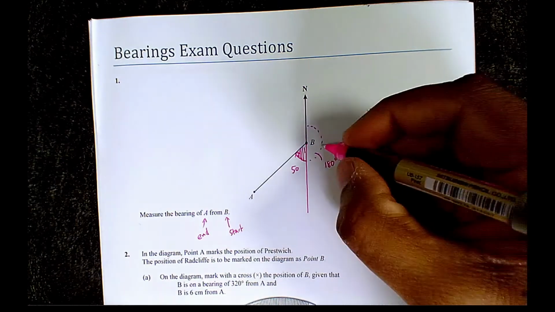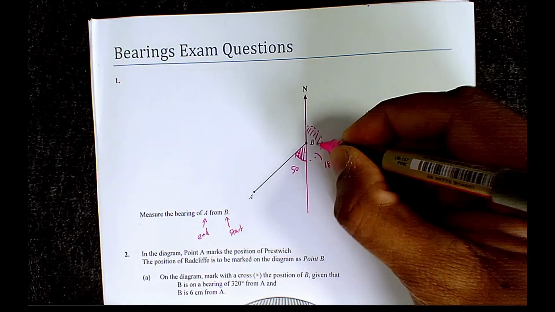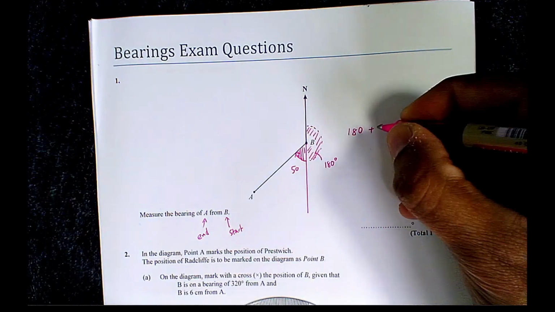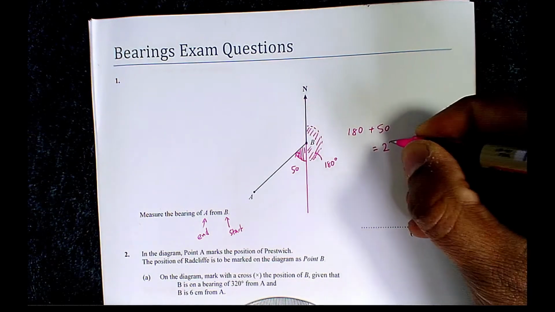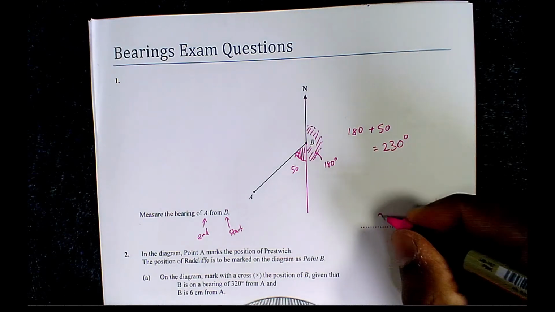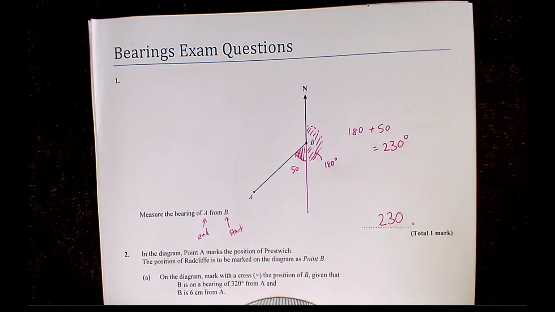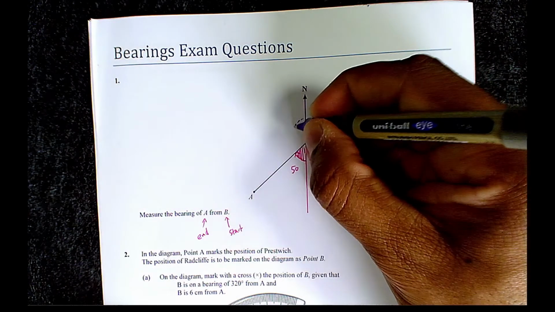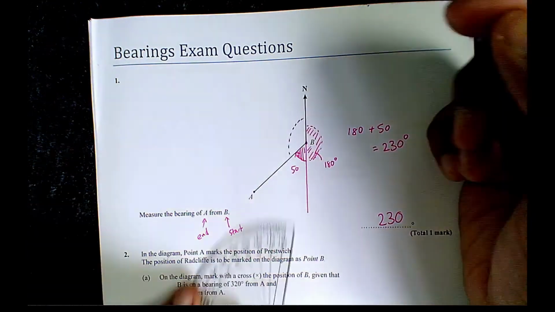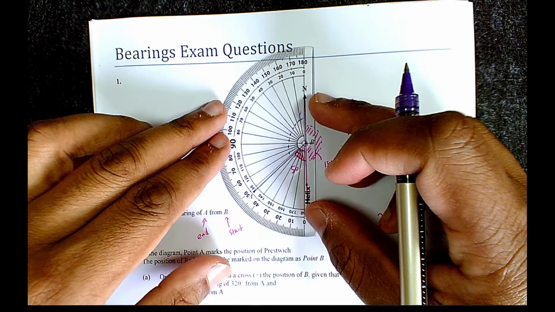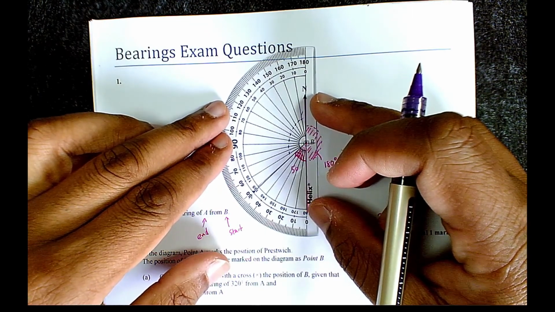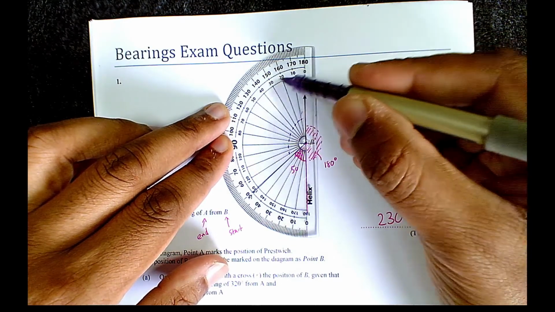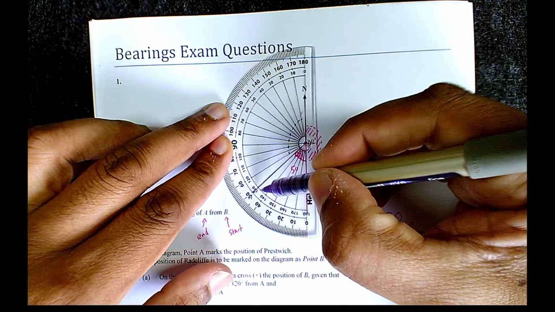So this total angle, which I've shown in pink, is going to be 180 plus 50, which gives me a bearing of 230 degrees. Alternatively, what I could have done is measure this angle here. If I get my protractor, again placing the centre of the protractor on the point B, 0 on the line, I'm going to use the inside numbers instead, and I get that to be 130.